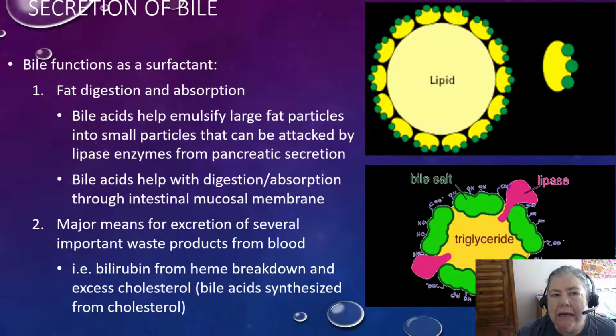The bile acids also assist with absorption through the intestinal mucous membrane. In addition to being a surfactant that aids in fat digestion, bile is also a really important way that waste products from blood breakdown are eliminated: bilirubin and excess cholesterol. The bilirubin is a product of the breakdown of heme from senescent red blood cells, and excess cholesterol is used to synthesize bile acids.